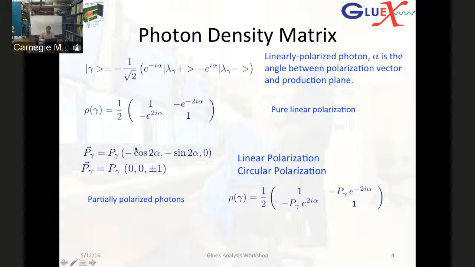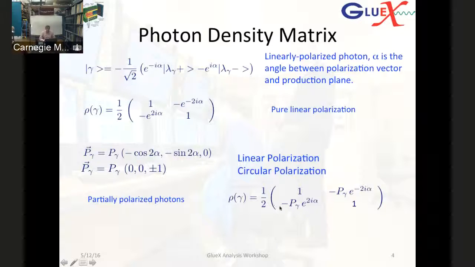So for the linear polarization, there's a cosine 2 alpha and a sine 2 alpha, the first and second elements of this vector, and they feed into this, so that's the cosine 2 alpha or sine 2 alpha that come out. And then the circular polarization can be added in as just the third element, which is plus or minus 1. And again, if you have partially polarized linear polarization, which we do in the experiment, then there is the polarization degree of the photon, which is something like 30 to 40% for us, and then this e to the 2i alpha, or e to the minus 2i alpha.